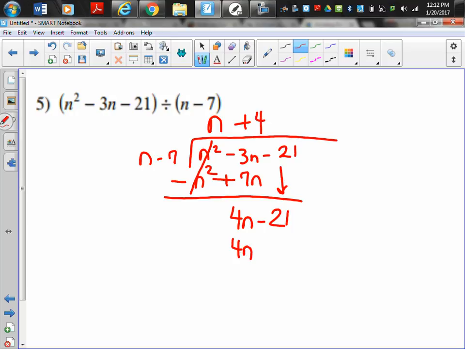4 times negative 7 is negative 28. So I have to subtract, so that means take the opposite of that piece, take the opposite of that piece. Positive 28, negative 21 is 7. N will never divide into 7, so 7 is my remainder.